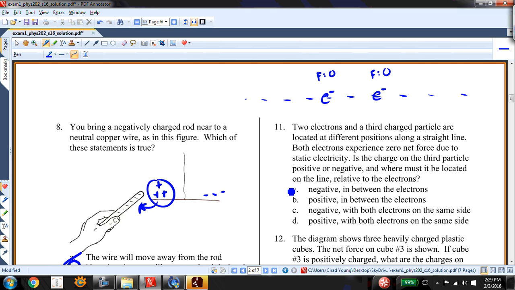So for A, negative in between the electrons. Well, if I have a negative charge here, let me spread these out a little bit. I'm going to put my electrons here and here. And then let's say I put a negative charge right here. What would be the force on these charges? Well, on this one, it would repel from this negative charge, and it would also repel from that charge. So it can't be A.